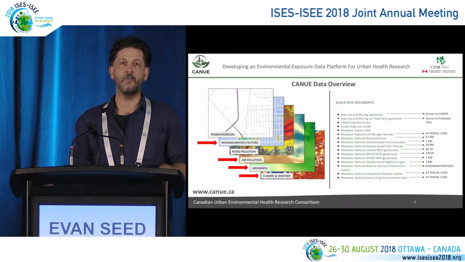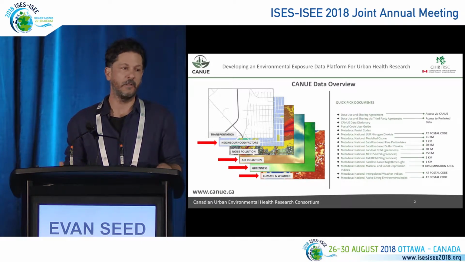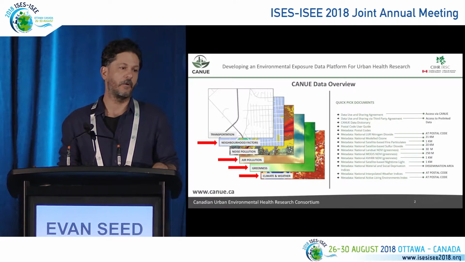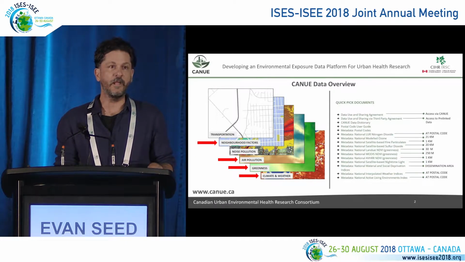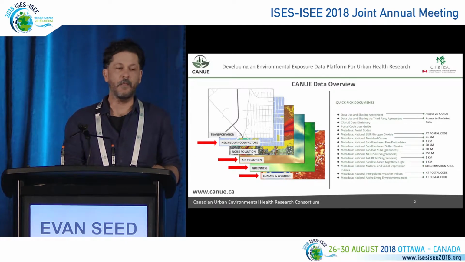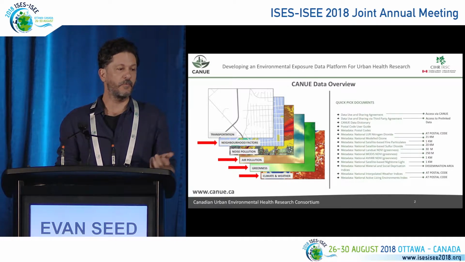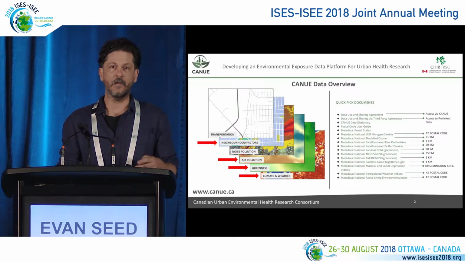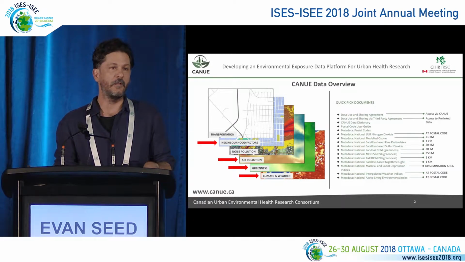So I think it's important to note that Canoe data has been available for about a year, so we're pretty fresh in that regard. Canoe data is organized into 6 different data themes: transportation, neighborhood factors, noise pollution, air pollution, greenness, and climate and weather. I'll talk about 4 of those today. Data teams are currently producing data for transportation and noise pollution as well.